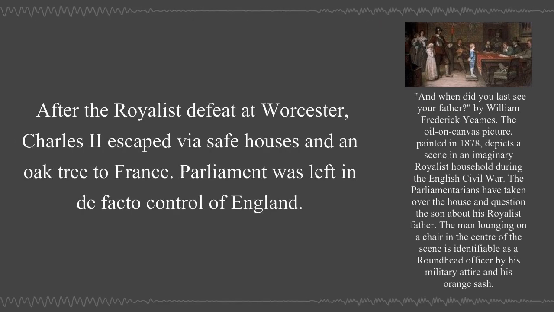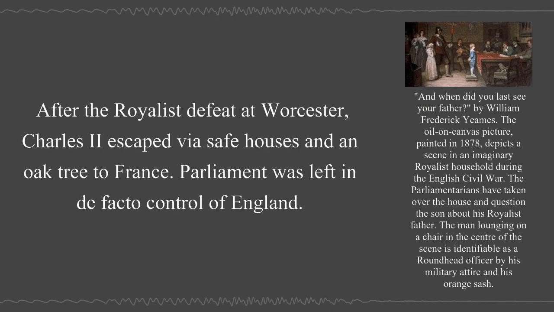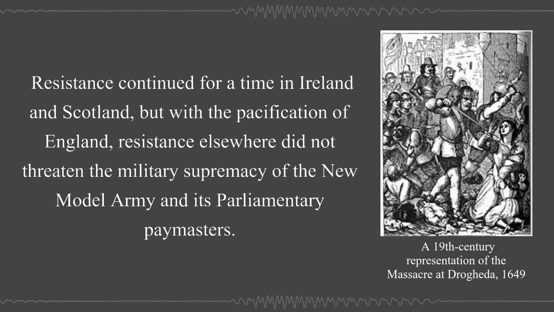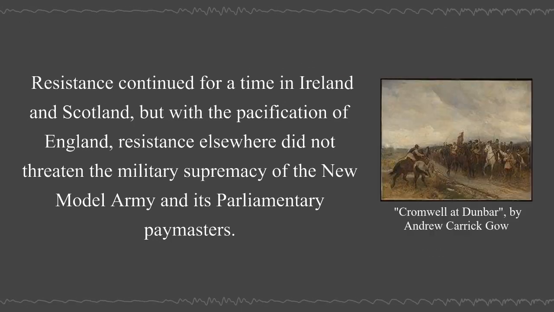After the Royalist defeat at Worcester, Charles II escaped via safe houses and an oak tree to France. Parliament was left in de facto control of England. Resistance continued for a time in Ireland and Scotland, but with the pacification of England, resistance elsewhere did not threaten the military supremacy of the new model army and its parliamentary paymasters.